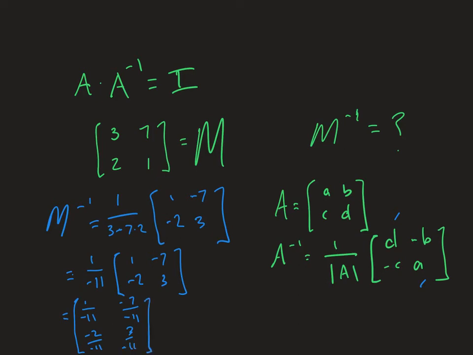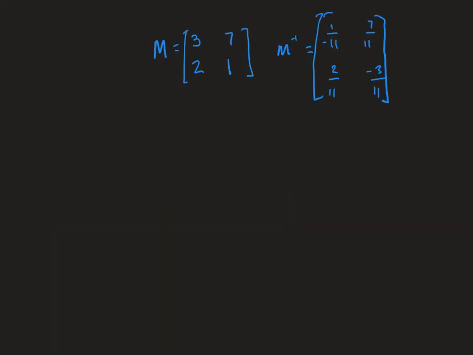It's pretty messy, as inverses usually are, because we have that 1 over the determinant. So that's the inverse of M. Now we're going to go into matrix multiplication, and we're going to show that M times M inverse really does equal the identity. I wrote out what M was again, and now I've simplified M inverse: 1 over minus 11, 7 over 11, 2 over 11, minus 3 over 11.